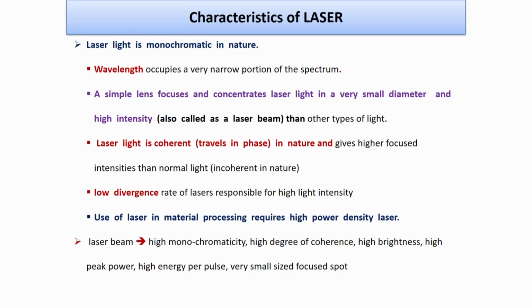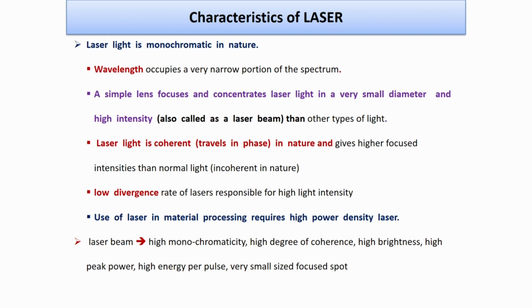A simple lens can be used to focus and concentrate this laser light into a very small area or small diameter, and because of this a high intensity laser beam can be generated, which is not possible with other types of light. Because of this monochromatic property, it can be concentrated using a very simple lens into a smaller area. That's why a high energy beam can be generated.